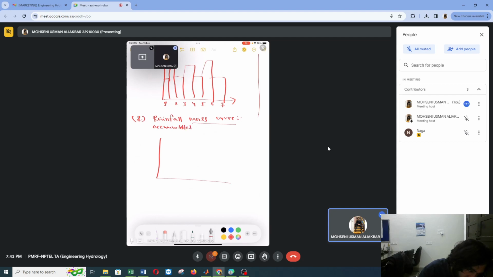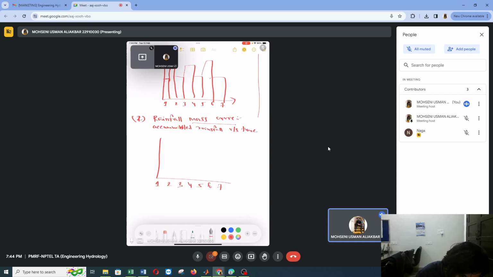Accumulated rainfall versus time. So what does accumulated rainfall here mean? Let us say we have again rainfall data for a week.